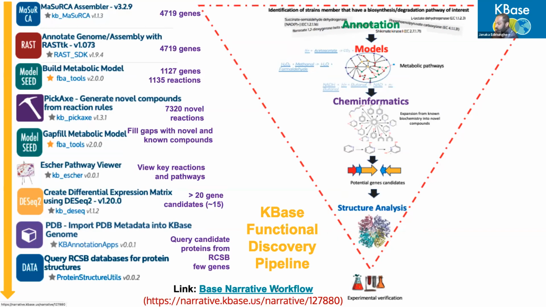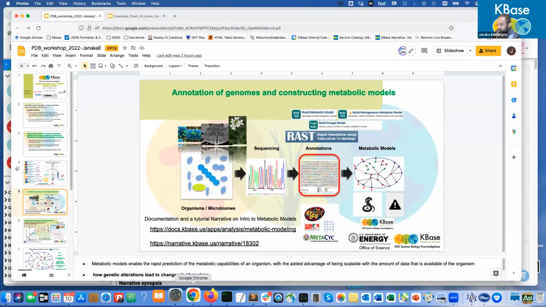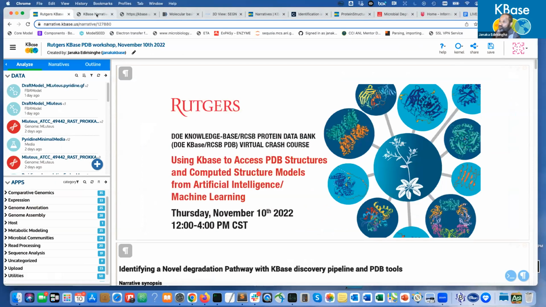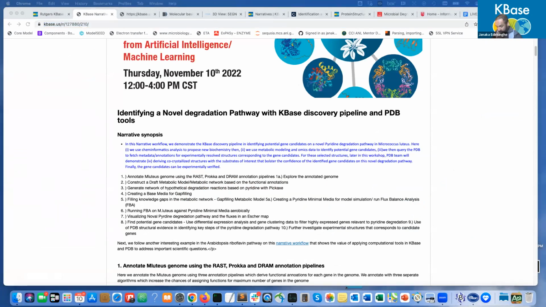So with that, I will go to the narrative workflow. So I have a link to this narrative workflow. I will also put a link to an HTML version of this narrative workflow. So if you don't have a KBase account, you can still access this narrative. I'm going to put the HTML version of this narrative into the chat.